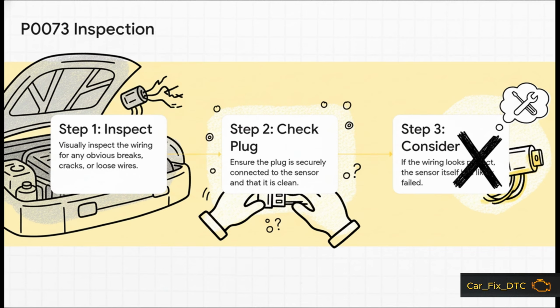Step 2. Check the connector. Is the plug pushed all the way into the sensor? Give it a gentle tug and push. You'd be surprised how often a loose connection is the whole problem. And finally, step 3. If the wires look perfect and the connection is solid as a rock, well then your prime suspect is the sensor itself. It might have just given up the ghost from age or damage.